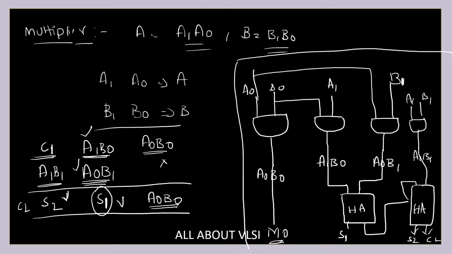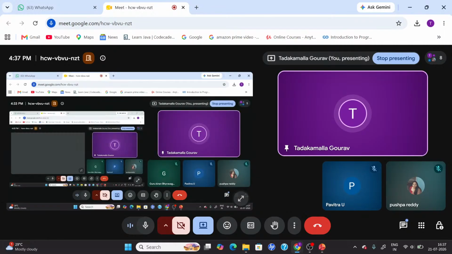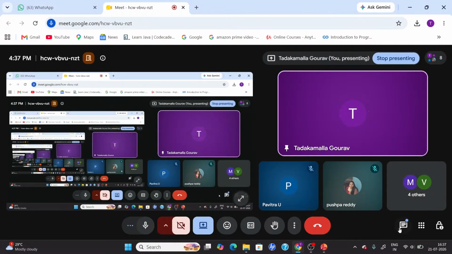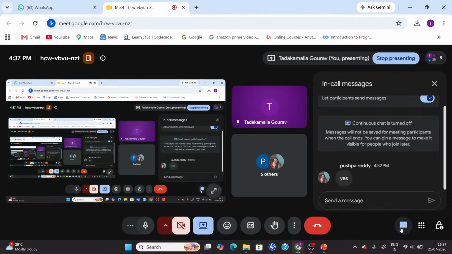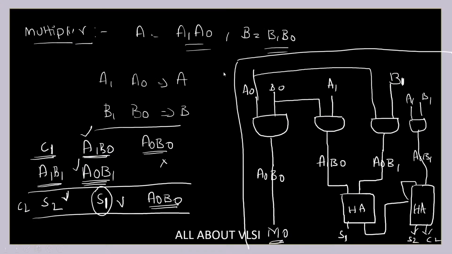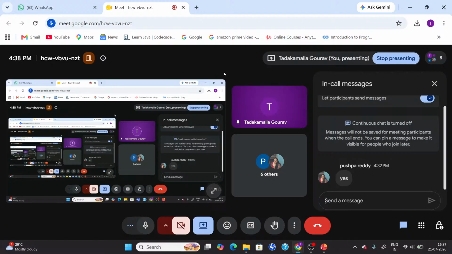Is it clear? Any doubts or any queries over here? Is this particular multiplier circuit clear? Any doubts or any queries? You can also go with 3-bit and 4-bit using the same approach and come up with your circuit, right?